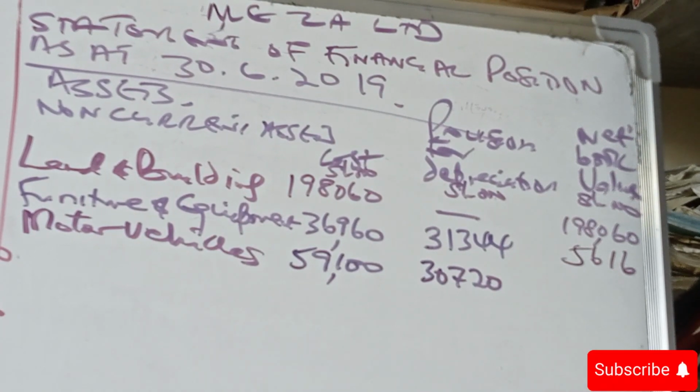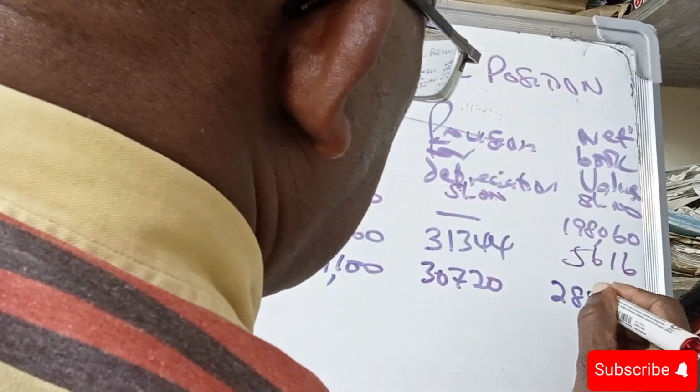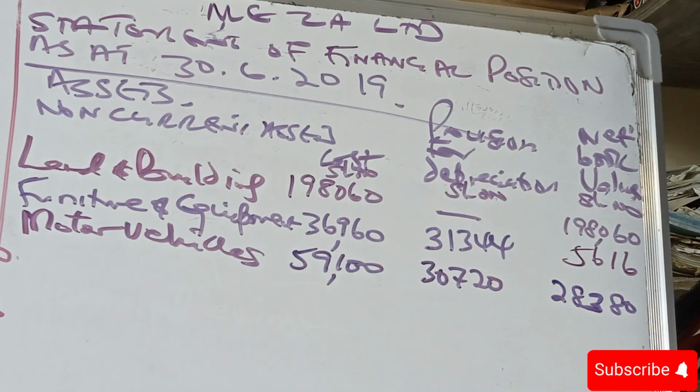59,100 minus accumulated depreciation as of the balance sheet date, 3,720. We get a figure of 28,380. If you add all of them, plus 5,616, plus 198,060, we get a figure of 232,056.